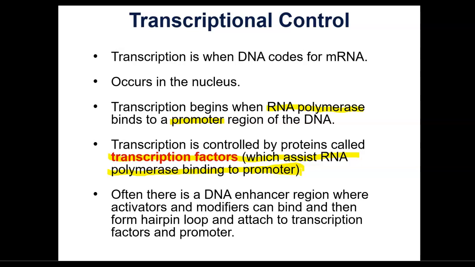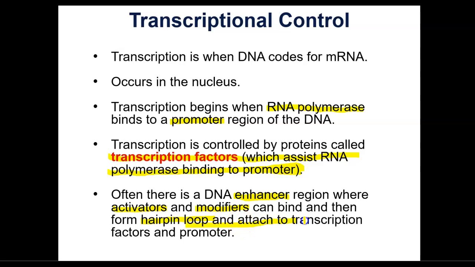And often, further down from the promoter on the DNA molecule, there'll be a region called the enhancer. The enhancer is another piece of DNA, just like the promoter, but there will be transcription activators that will need to bind to that enhancer region, and sometimes even modifier proteins will bind to those activators. And then when they attach to the transcription factors and the promoter, they form a loop in the DNA. It's like a bobby pin or a hairpin. So we call it a hairpin loop.